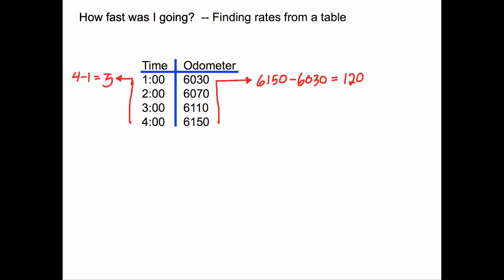Now, if we had not done each one, but we had done the rate for the entire table, we could have started here to here. So 6,150 minus 6,030 is equal to 120. 4 minus 1 is 3. So we have 120 miles in 3 hours. That's still 40 miles per hour.